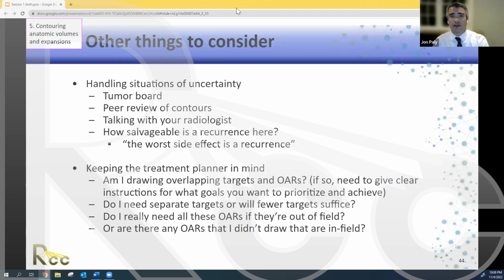Ask yourself, do you really need all of the organs at risk that you've contoured? If you are contouring for a larynx cancer, do all of the optic structures really need to be drawn, wasting your time and the dosimetrist's time? And then finally, are there any OARs that I didn't draw that I should have to save time for my planner? Something like the brachial plexus often gets forgotten in this scenario.